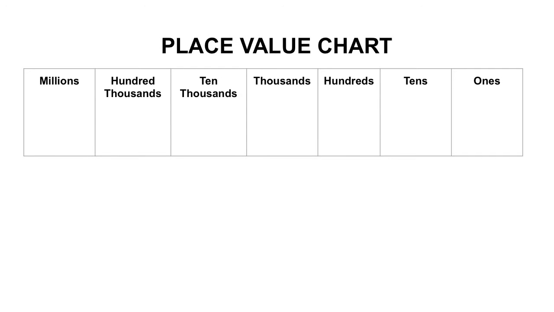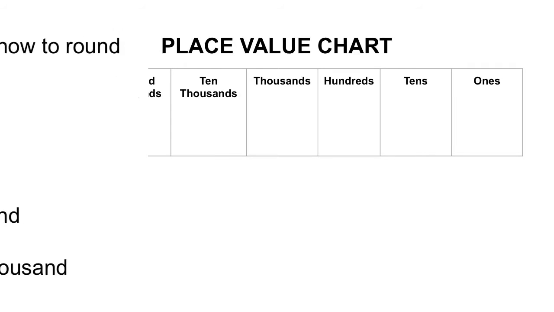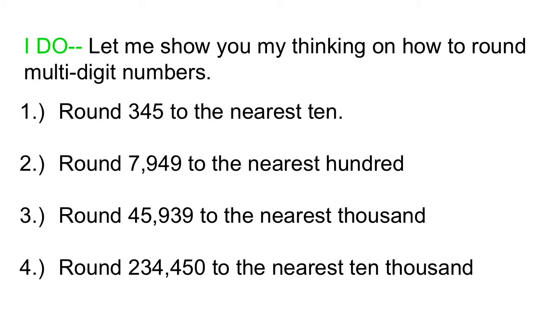This should look familiar from our last place value lesson, but just to refresh your memory, this is the place value chart. This place value chart is such a helpful visual when we are working with different concepts and skills that relate back to place value, and rounding is one of them. So let me show you how I would do that. The first one says round 345 to the nearest 10.